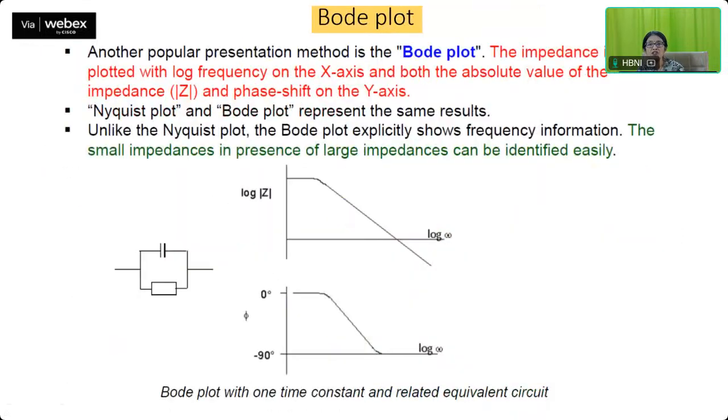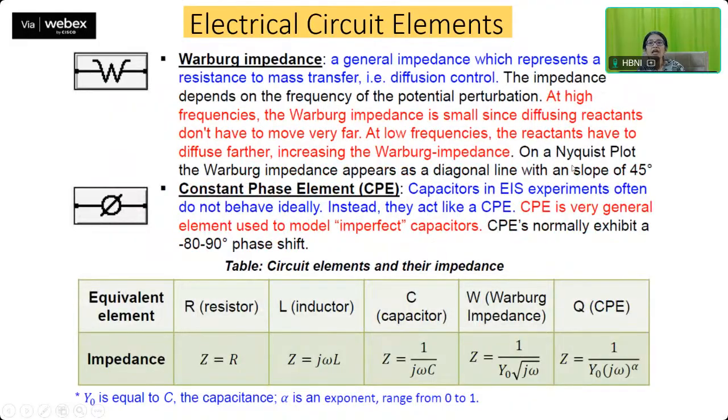That is, we are looking into the different circuit elements. So coming back to that, now we have another very important element, which is known as the constant phase element, and this is the symbol for it. Capacitors in EIS experiments often do not behave ideally. Instead, they act as a constant phase element. So this is a very general element which is used to model imperfect capacitors. CPEs normally exhibit an 80 to 90 degree phase shift. So please remember that when you have an ideal capacitor, the phase shift you see is 90 degrees. But whenever you have a non-ideal capacitor, this phase shift is between 80 to 90. This is known as a constant phase element.